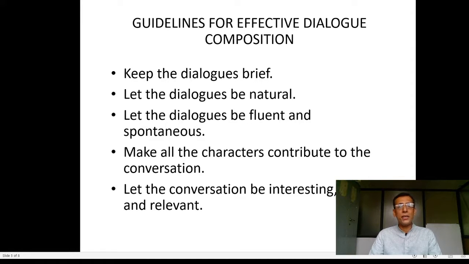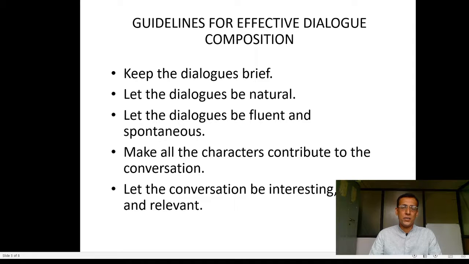Now let's look at the guidelines for effective dialogue composition. There are a few guidelines here which I think will be useful for you. Keep the dialogues brief, short, simple, and clear. Let the dialogues be natural. Usually, students tend to write dialogues which look very artificial because they use the written form of the language rather than the spoken form of the language. Let the dialogues be fluent and spontaneous.